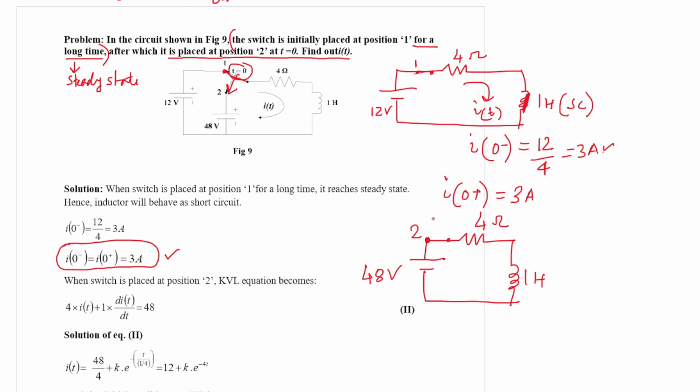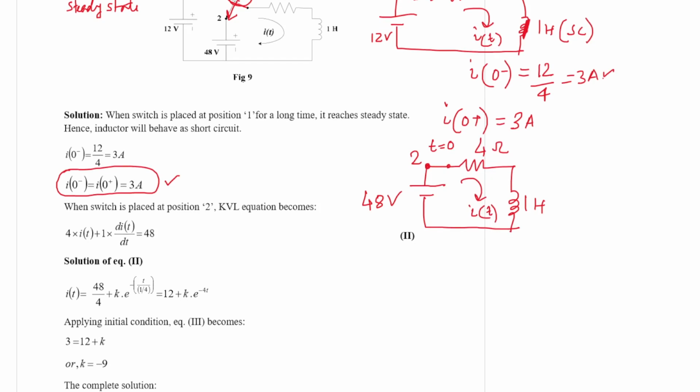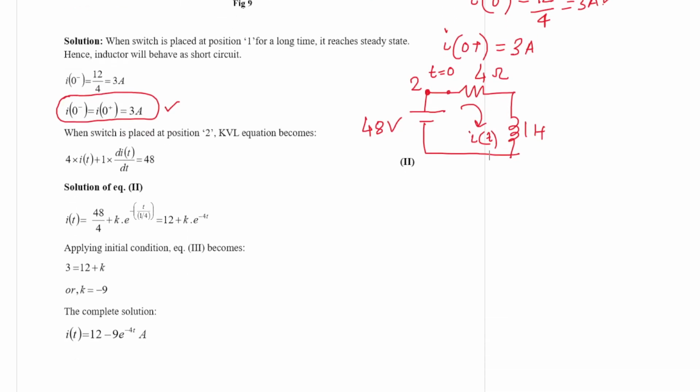Now the switch is placed at position 2 at t is equal to 0. So we want to calculate the current flowing through that resistance. As switching has been done at t is equal to 0, it refers to the transient state. So if we write the KVL equation, we have 48 equal to 4 i(t) plus 1 di/dt. So immediately we can write the solution for it.